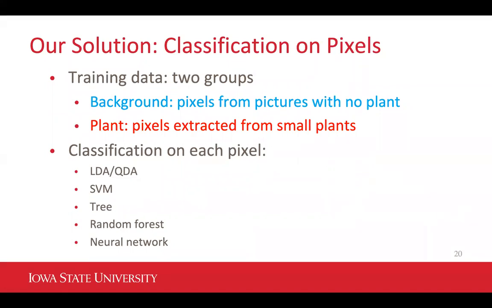Now let's talk about classification. Once we have this training data, we tried several different methods for classification. We tried linear discriminant analysis, namely LDA, quadratic discriminant analysis, namely QDA, support vector machine, classification tree, random forest, and we also tried neural network. Now let me use some pictures to illustrate the idea of those methods.